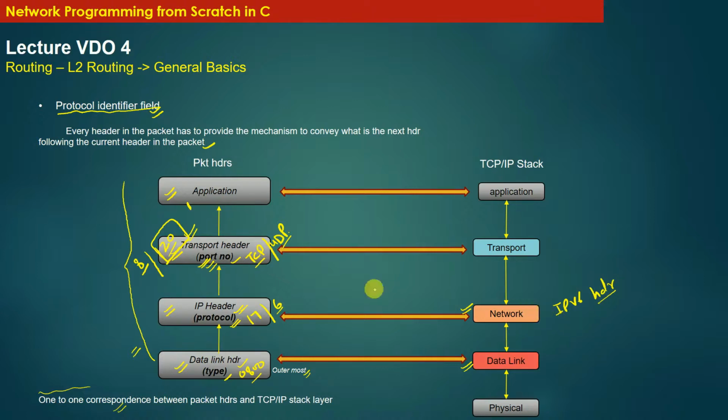Similarly, the transport header. The two famous transport layer protocols are TCP and UDP, right? Both of these protocols fall under the transport layer, and the transport layer has a header called the transport header. Whenever you have a transport header, it means you are operating on the transport layer, and then you have the application running at the top.